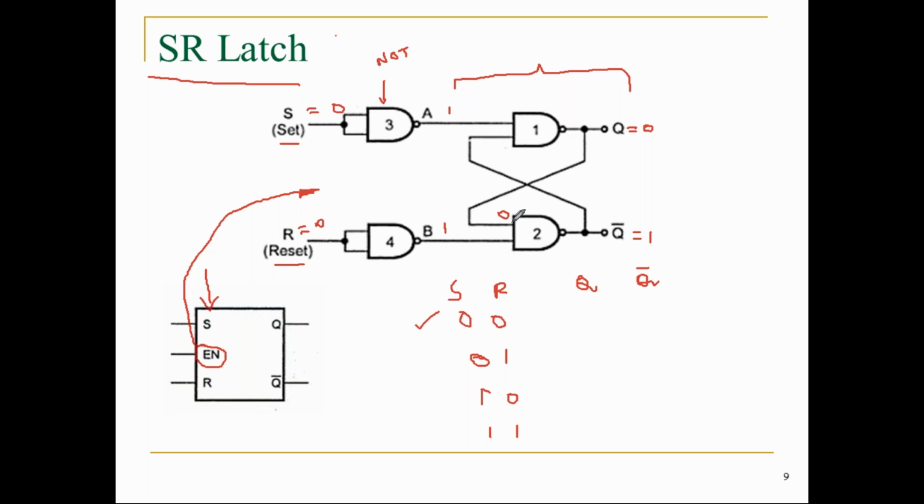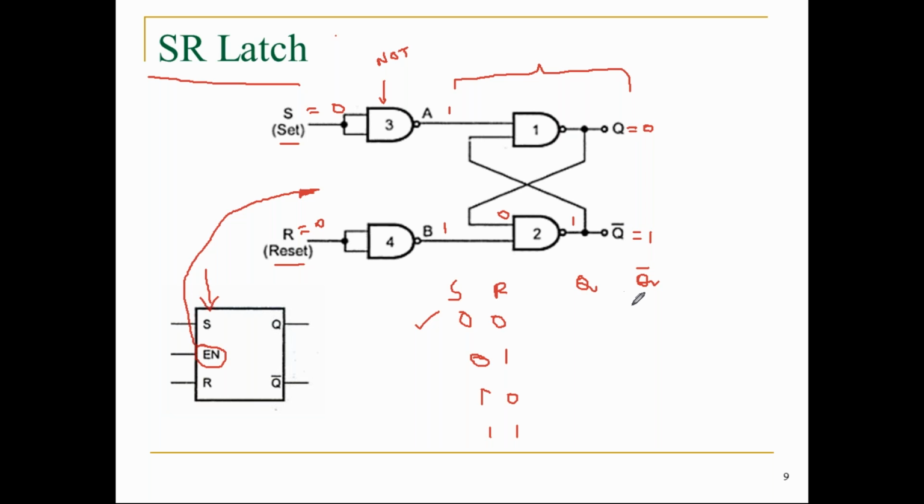Then once it is 0, as per the NAND logic gate truth table, any one of the inputs equal to 0 means my output will be 1. I repeat once again. I assume that my Q output equals 0. Hence Q bar equals 1. That is the first assumption.